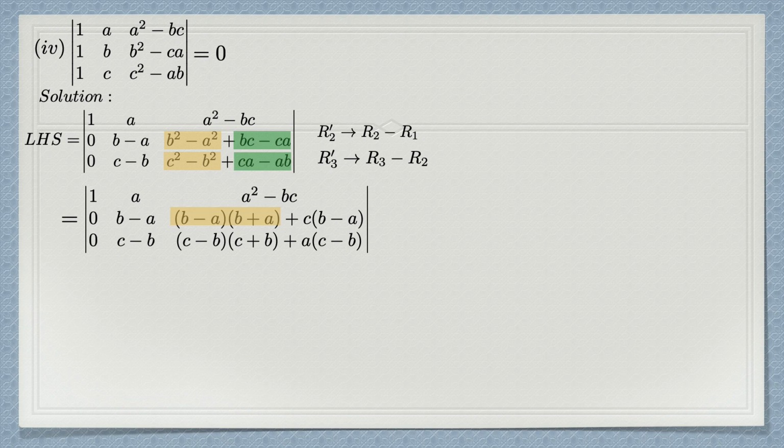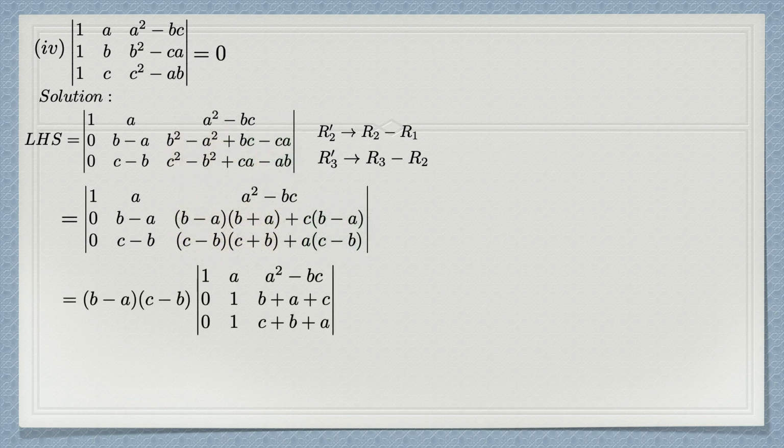So by using the formula and taking the common term, we got the values. Now here B minus A and C minus B we took common. How? See the second row: B minus A is common, so we took B minus A outside the determinant. And in the third row, C minus B is common, so we took C minus B outside the determinant.